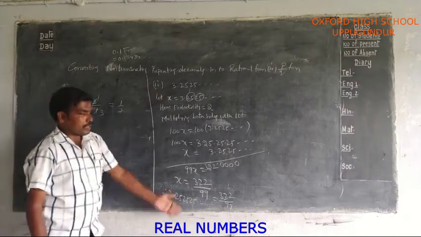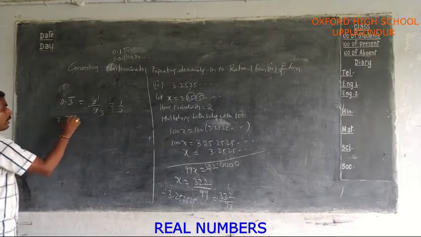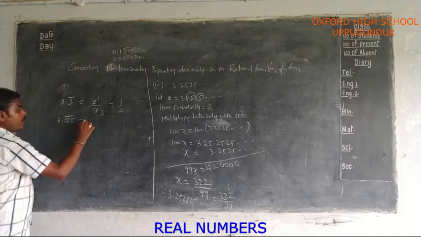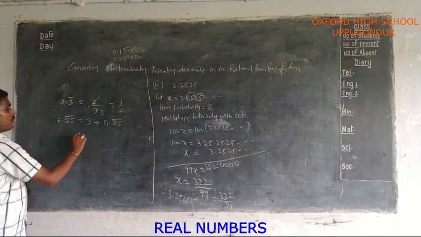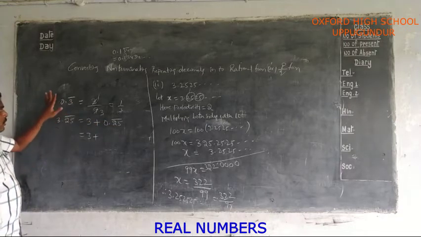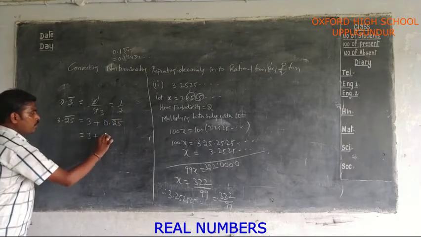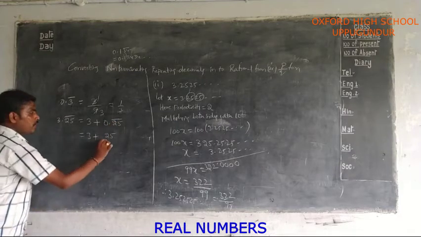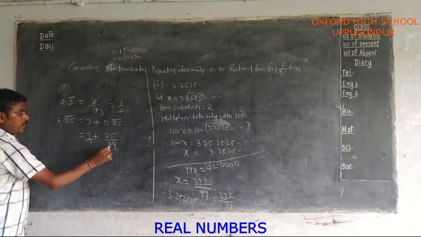Suppose you want to convert this also in short form, 3.25 bar. You can write 3 plus 0.25 bar. Now 0.25 bar: after removing the point and the recurring bar, you have to write 25. Here how many digits are repeating? Two digits are repeating. That's why you have to divide with two 9s. Now simplifying this, the LCM for these two is 99.